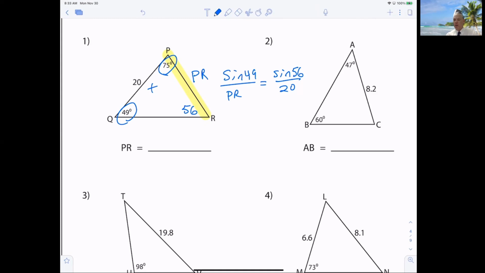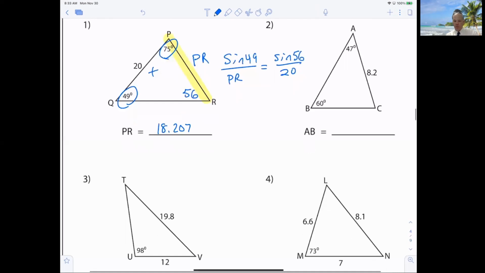All right. Now again, same principle, cross multiply, divide. You have a calculator. I'm not going to see any work. I don't care. I just want the answer. 18 point what? 207. Anybody else agree with that? Everybody okay? All right, here we go.